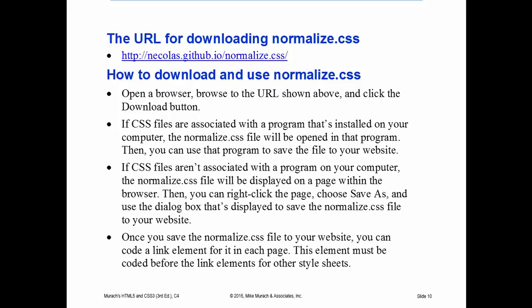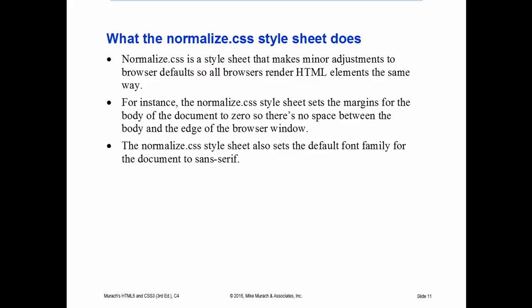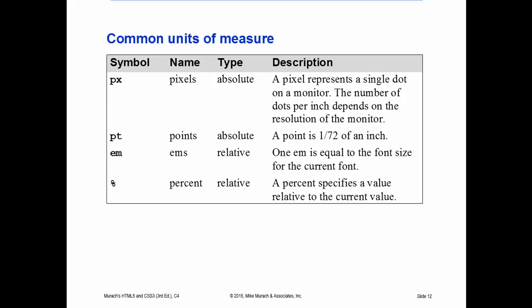Once you save the normalized.css file in a website, you can code a link element to it for each page. This element must be coded before the links for the other style elements. It's a style sheet that makes minor adjustments to browser defaults so that all browsers render HTML elements in the same way. All right? I'm not going to say another thing about it for now.